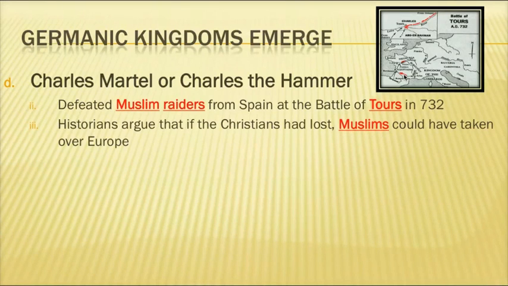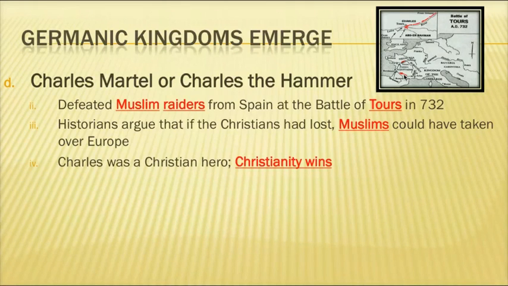Now, historians argue that if the Christians had lost this battle, if Charles had lost this battle, Muslims would have had at least a foothold in Europe and may have been able to take over Europe. So the modern world could look very, very different today if Islam had spread through Europe, because as we're going to find out later this semester in the Age of Exploration, as Europeans left Europe, they brought Christianity with them, and they colonized the globe and brought Christianity all over the place. And that's part of the reason why Christianity is the most populous religion on the planet today.